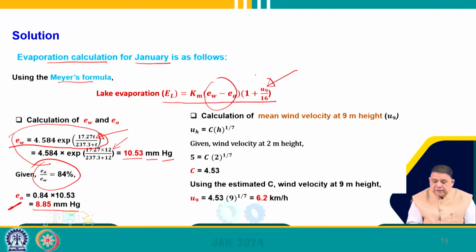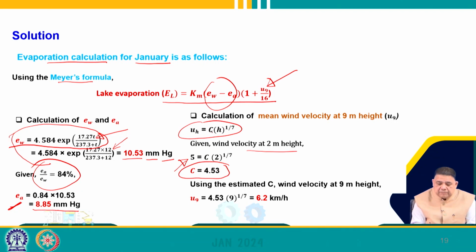Other thing which we require is wind velocity at 9 meter height, U9, and we also know the relationship that UH at any height h can be calculated, provided we know the value of C. So, now we have been given wind velocity at 2 meters. So, for example, January wind velocity is 5 kilometers per hour at 2 meters height. So, by putting the known value, we can find out the value of this coefficient C, which comes out to be 4.53. Now, for 9 meters, we can again use this relationship by putting the value of C and h equals 9, and then we get wind velocity at 9 meters is 6.2 kilometer per hour.